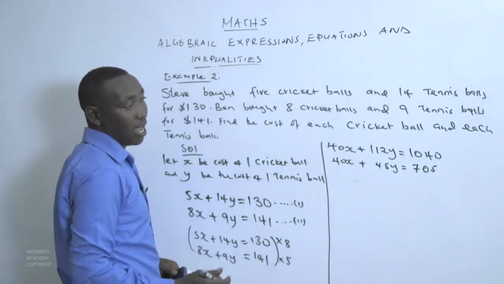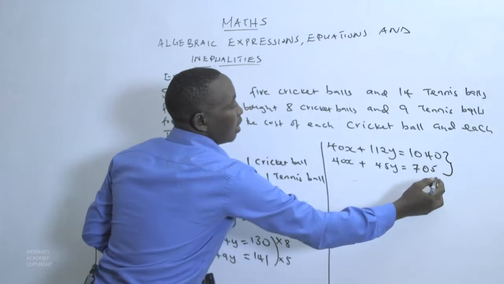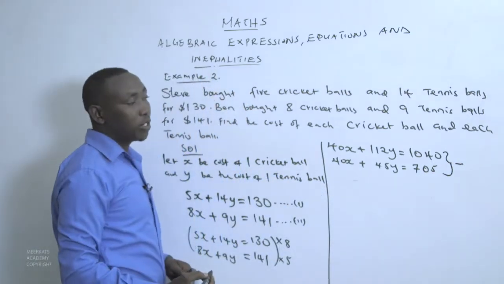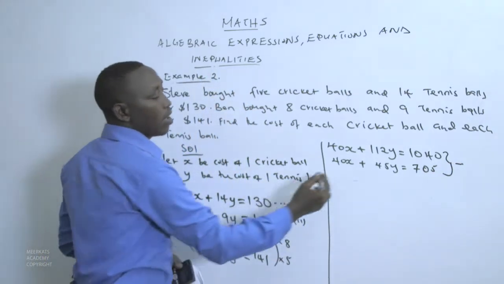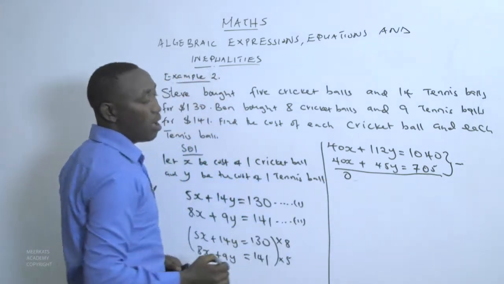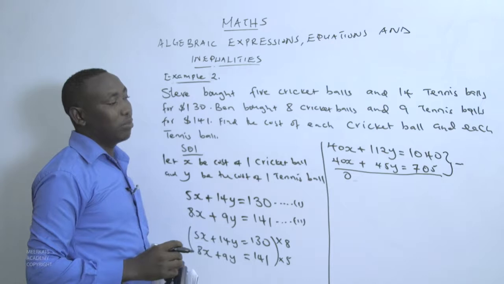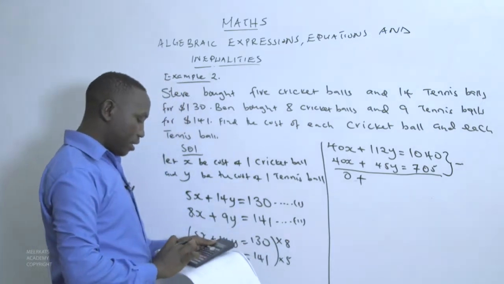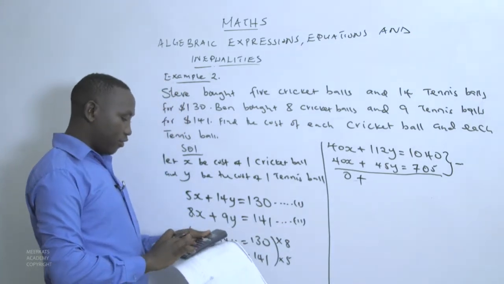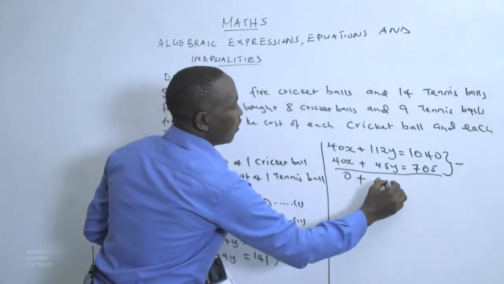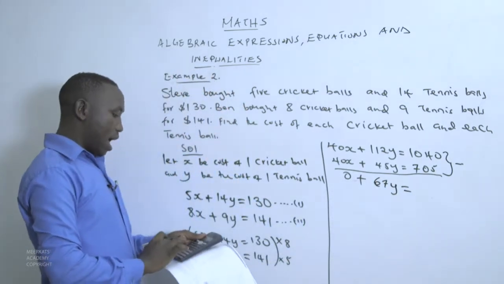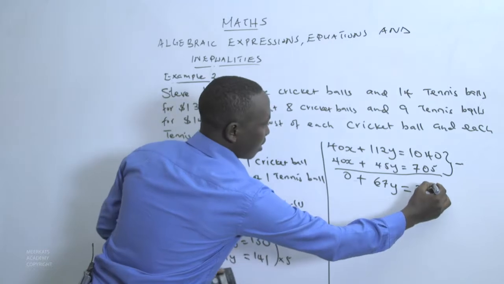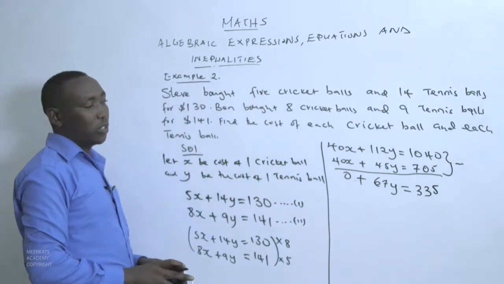Now we have made sure that one of the pronumerals has the same coefficient, that is 40 and 40, and therefore we can proceed. If these are equation 3 and equation 4, we can subtract equation 4 from equation 3. When we do that, x is 0, and therefore we have eliminated x from that pair of simultaneous equations. Then 112 subtract 45 gives 67y, is equal to 1040 subtract 705, which gives 335. That can be our equation 5.